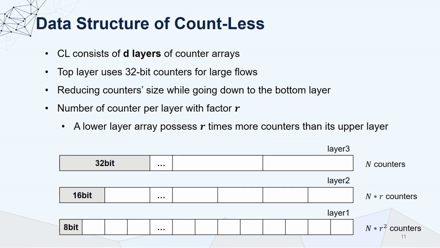Countless has a multi-layer data structure, with a total of D layers. The highest layer consists of 32-bit counters, and it halves the counter size going down to the lowest layer. By introducing the factor R, a lower layer array possesses R times more counters than its upper layer. With this structure, the hash collision probability of the lower layer decreases.